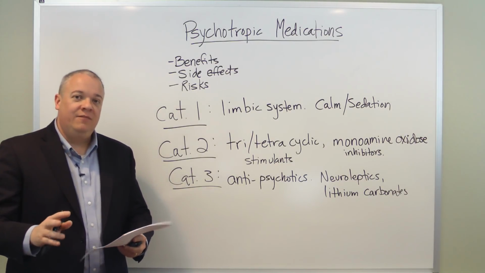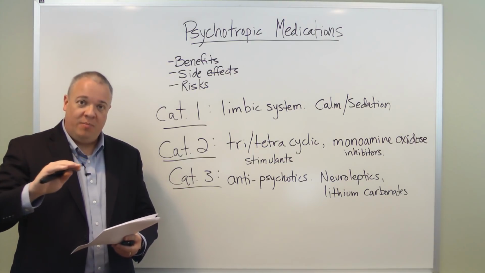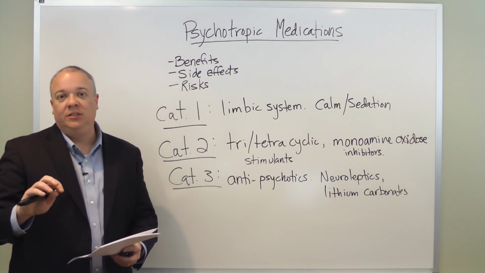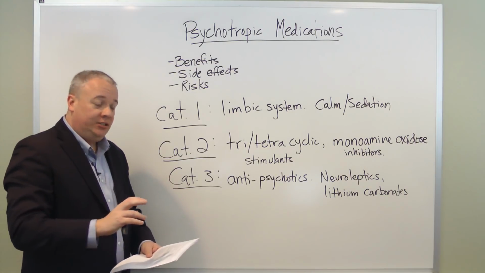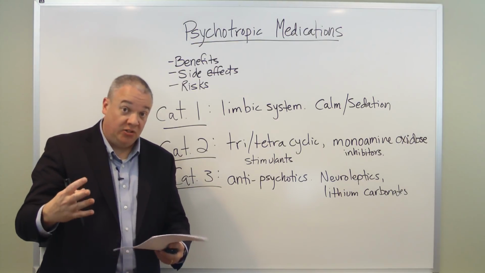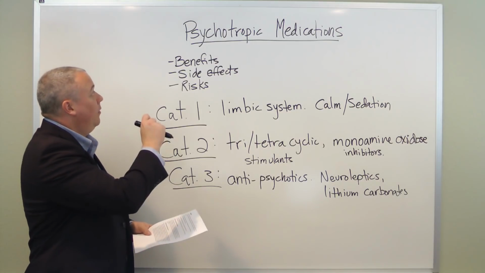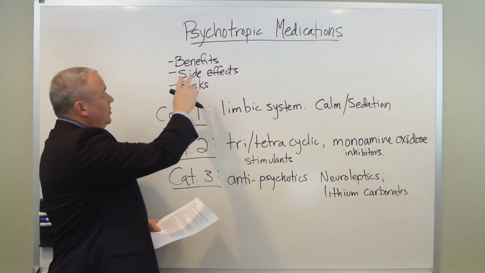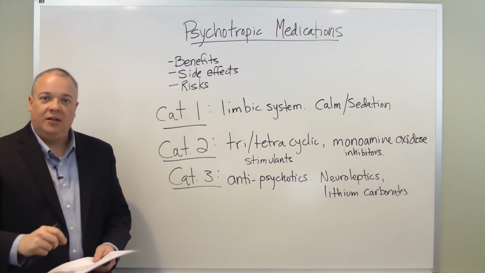You need to be thoroughly versed in all these categories, knowing who's in what category based on what they're complaining of. Category 1 being the lightest, those having minor depression, sleep disorders, anxiety issues. Category 2, major depression, and category 3, true major mental illness, the hallucinations, delusions, and very odd behavior. Be well versed in not only what system they affect, limbic system, things like this, but also the benefits, side effects, and risks.